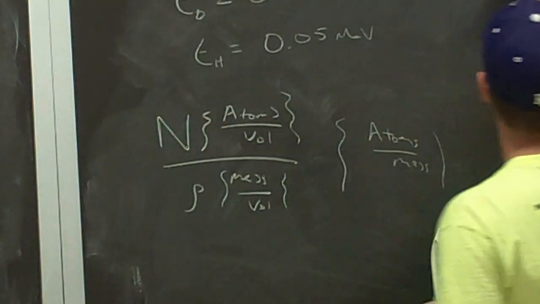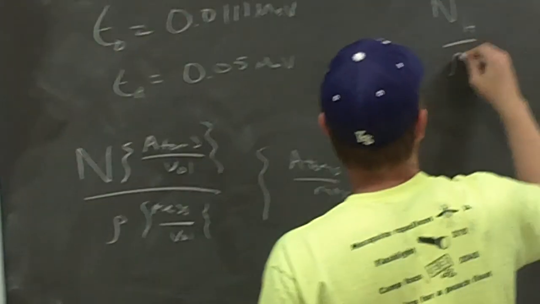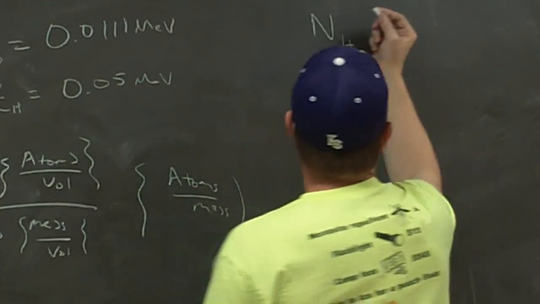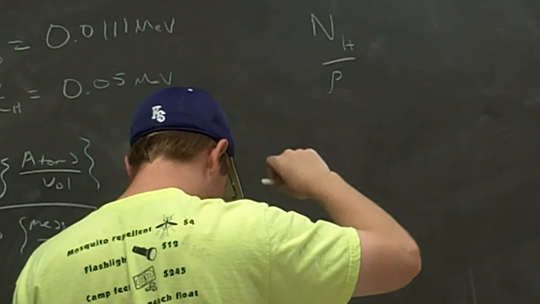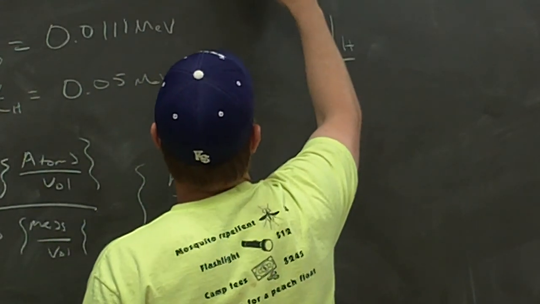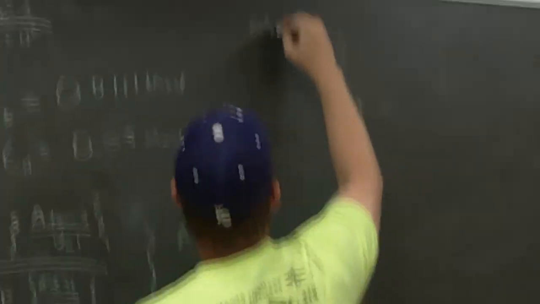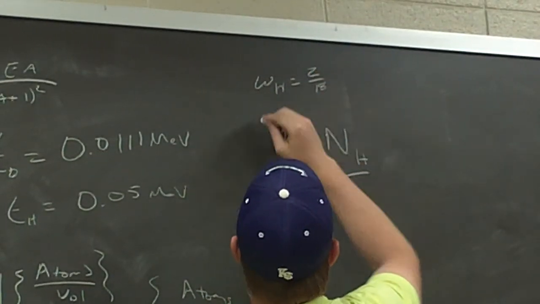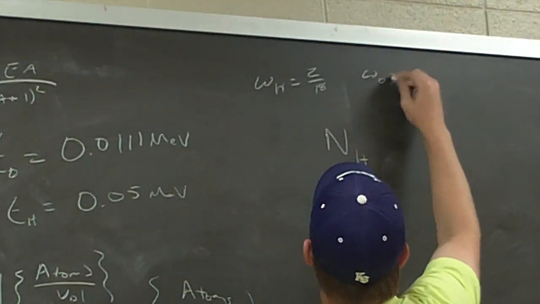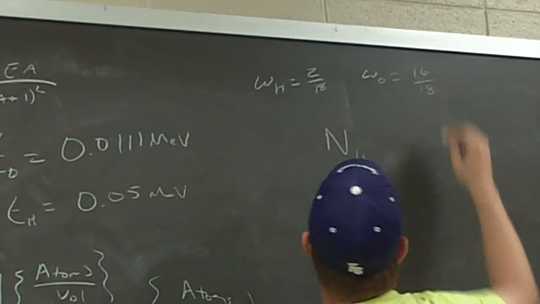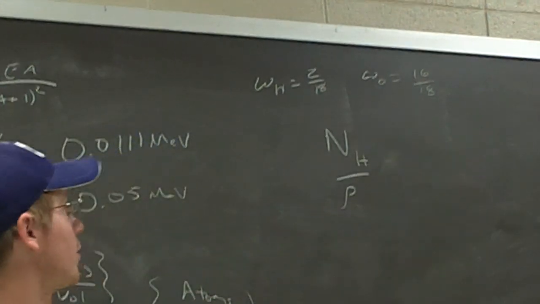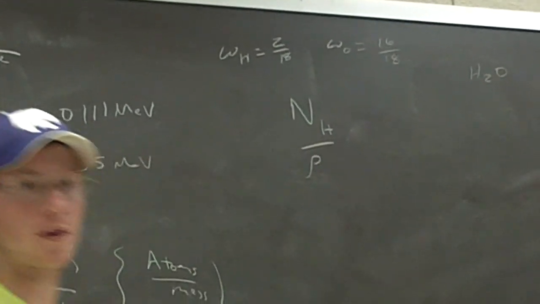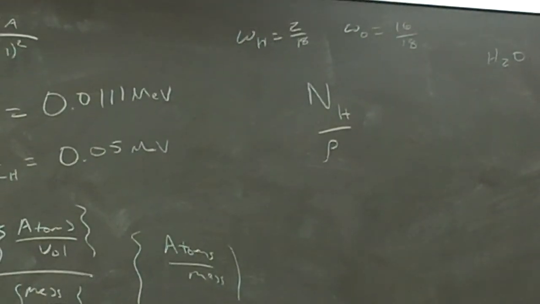So the number of hydrogen over rho, well, mass fraction, let me say this real quick. The mass fraction, I'm just going to call that omega H, is going to be 2 over 18, and omega for oxygen is going to be 16 over 18. That's just from the fact that this is H2O, this is water. Okay, everyone okay with that?